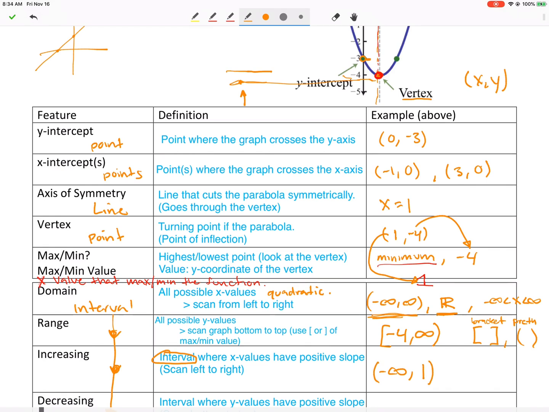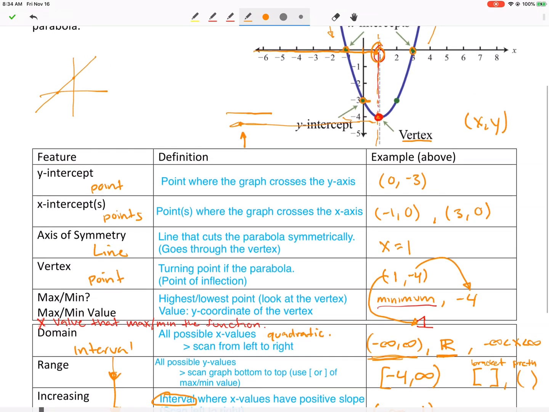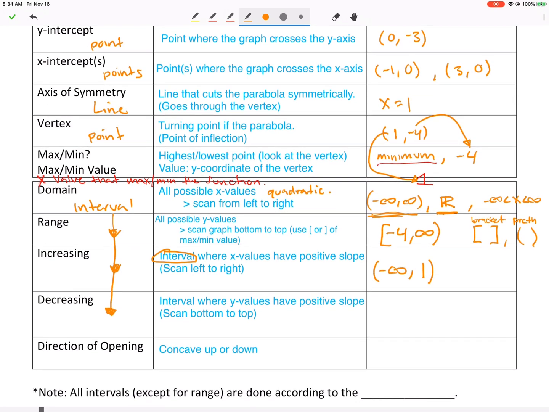And here we want to use parentheses for both. We want to use parentheses for 1 because at 1, the slope is no longer negative. It's not positive either. The slope is 0. So it is neither increasing nor decreasing at that point. Okay, and sorry, that should be the other way around, because that's what we were doing, decreasing. Sorry if I messed you up.